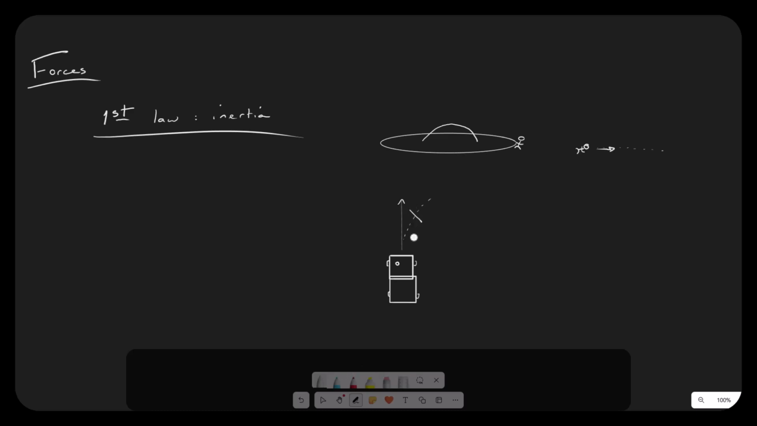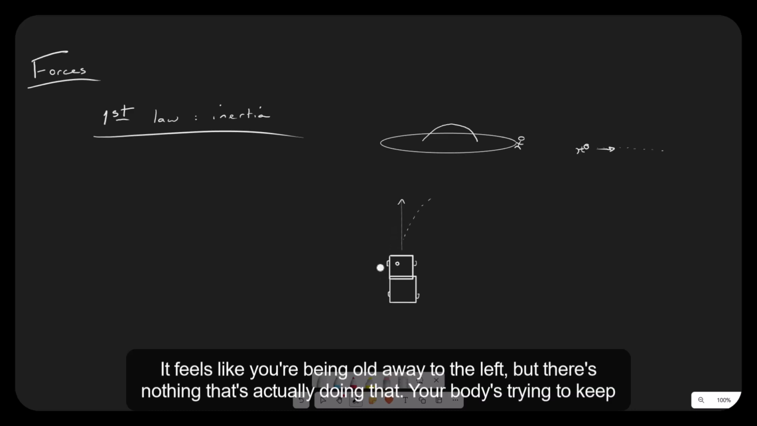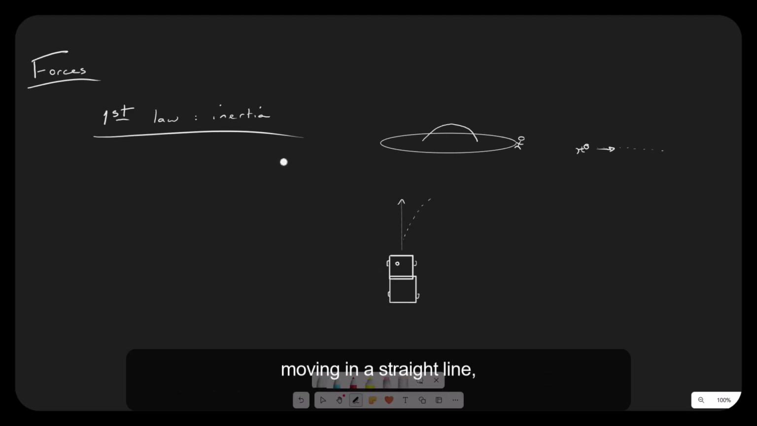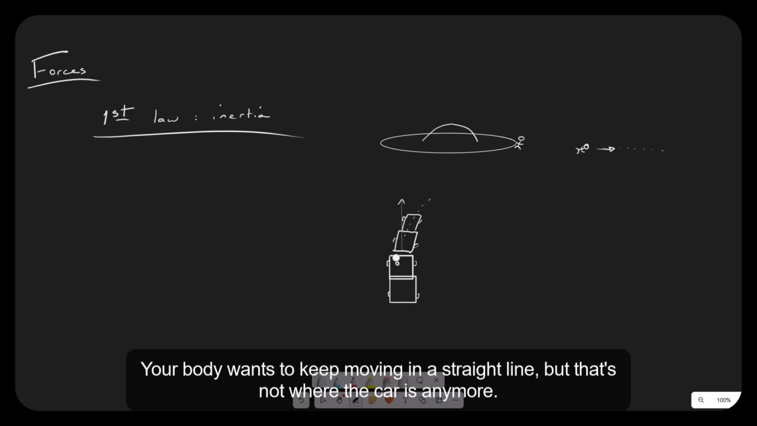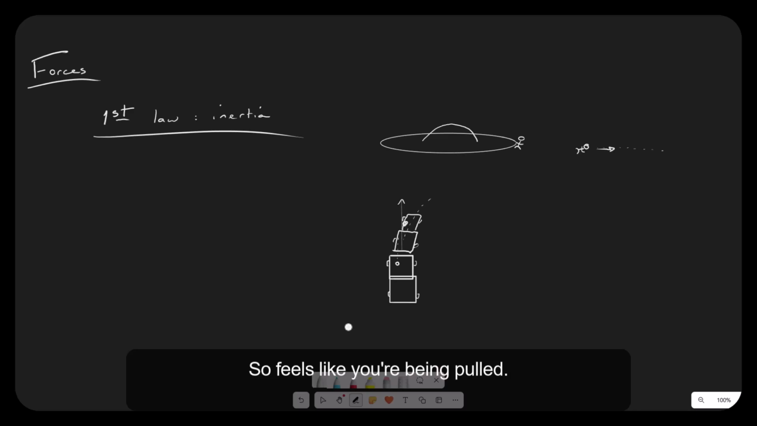Now, we run into some trouble. It feels like you're being pulled away to the left, but there's nothing that's actually doing that. Your body's trying to keep moving in a straight line, but the truck just isn't there anymore. Right? Maybe the truck is here now. Your body wants to keep moving in a straight line, but that's not where the car is anymore. So it feels like you're being pulled to the left. That's Newton's first law.